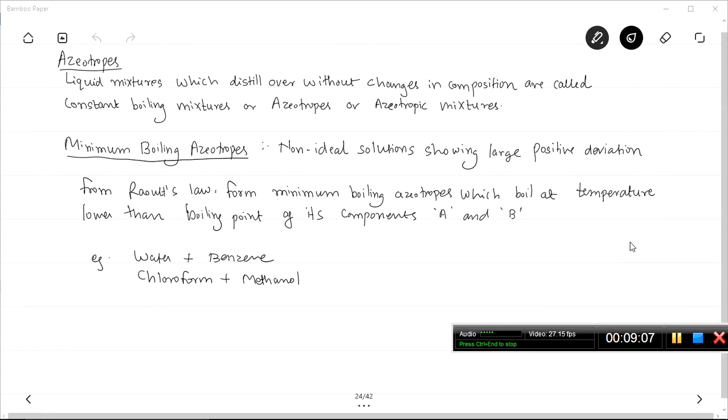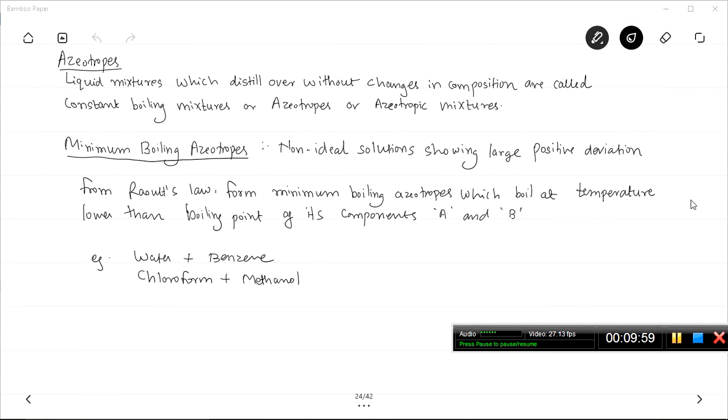Now I'm going to talk about something called azeotrope. So normally what happens is when you mix two liquids together, A and B, you expect the more volatile liquid to be present in greater proportion in the vapors. But as we had seen, PA is equal to XA PA naught. So there are two factors, XA and PA naught, on which the partial pressure of A in the vapor phase depends.